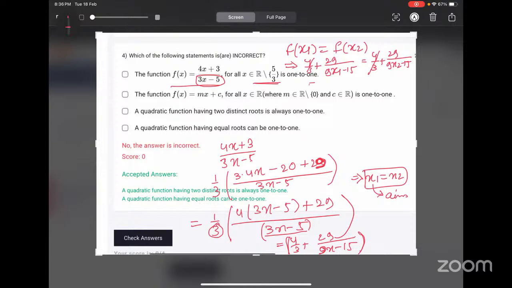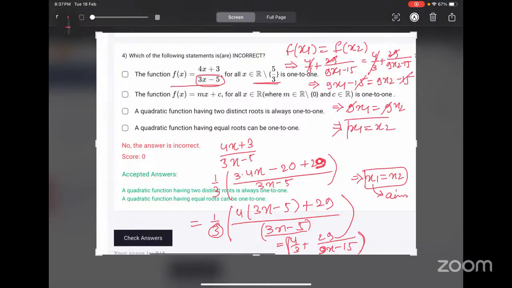Yes, madam. And 29 also we can cancel. Then we can flip them. So we will get 9x1 minus 15 equals to, right? Yes, madam. Then we will get 9x1 equals 9x2, right? Because 15 can be cancelled out from both sides. Again, x1 equals x2.